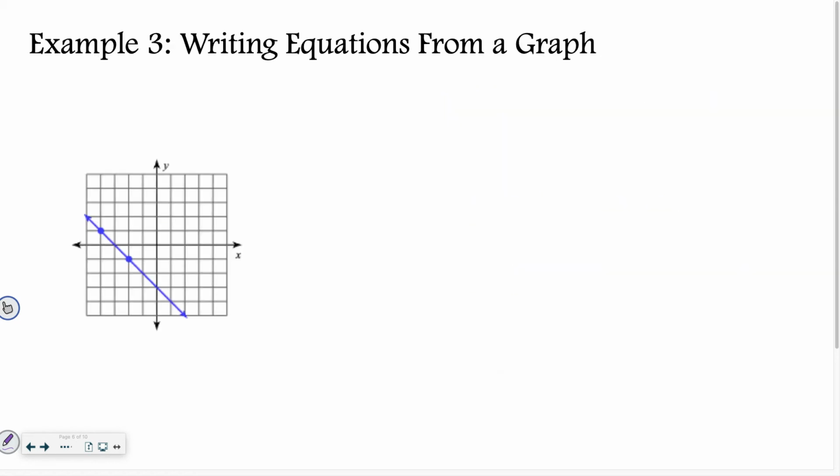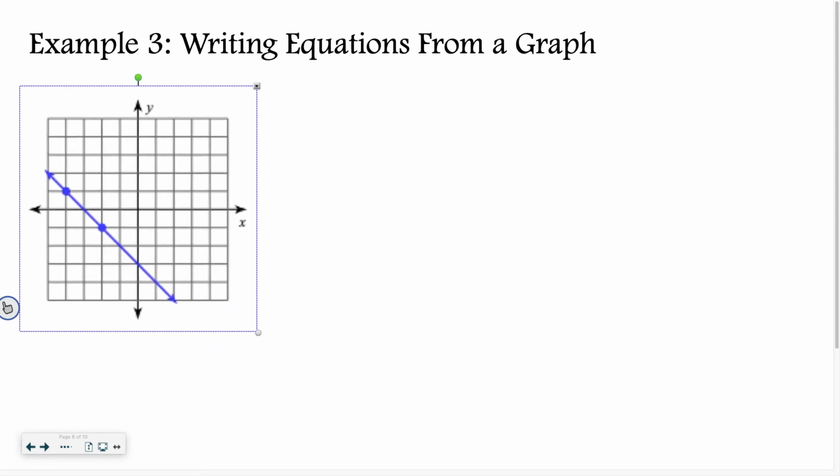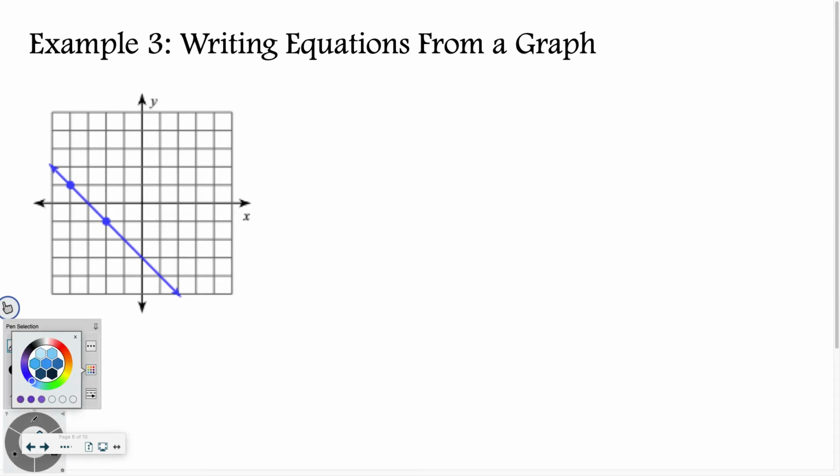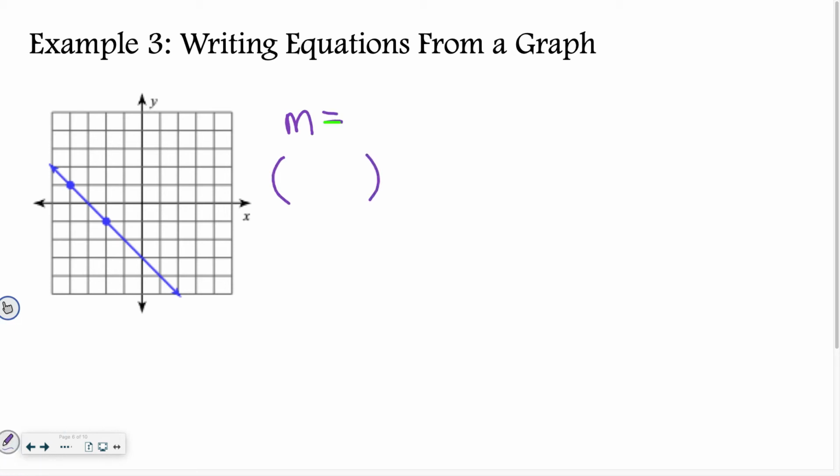Let's talk about example 3. What if I give you a graph and I ask you, can you write an equation for this graph? So in order to write it in point-slope form, because again, that's what we're going to keep using right now, I need to figure out what my slope is, and I also need to figure out what my point is. Okay? So let's figure out slope first.